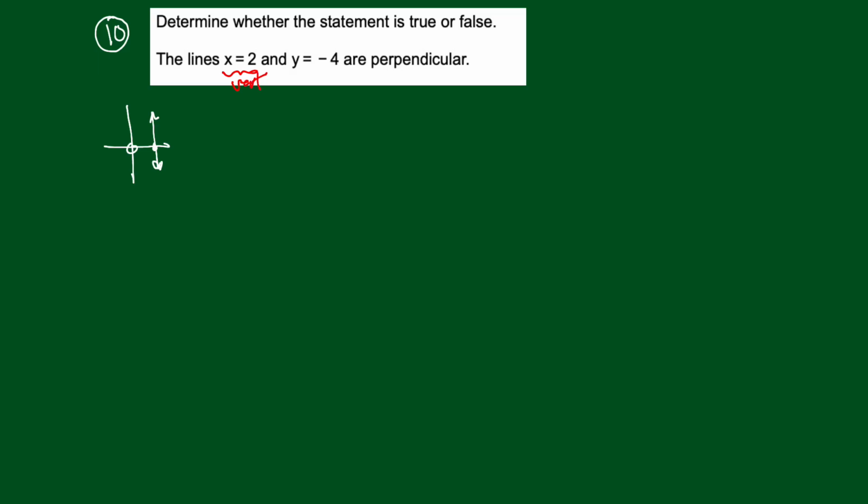And if it cuts through the y-axis like this one, right, this is y equals negative 4. So this is a line that cuts through the y-axis at negative 4. So I'll just draw it over here. There's the origin. If it cuts through the y-axis like this, okay, it's got to be horizontal. All right, so this line over here is horizontal. And what do you think? Vertical and horizontal lines are perpendicular. So let's conclude this is a true statement.